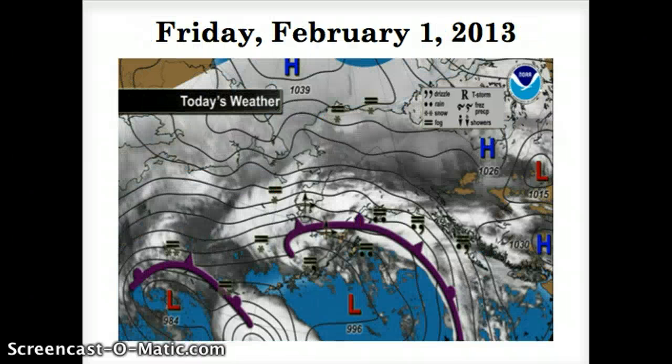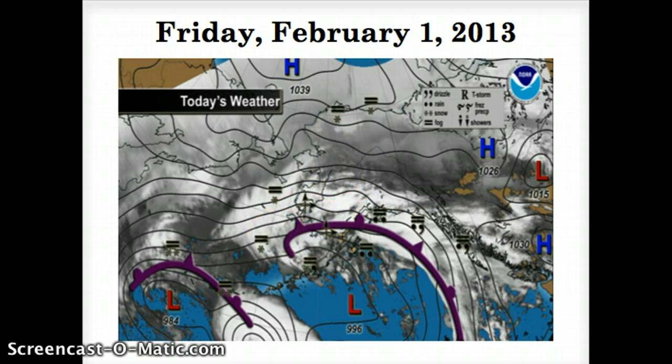On February 1st, you see that there are two lows with occluded fronts right here and right here. There are high pressure systems to the north and to the northeast. On this day, it was the coldest temperature. This was the big dip in temperature, and it was because there was a cold air mass that moved in over Kotzebue from the interior. So the cold interior air mass was traveling, and you can see that by the changes in pressure too.